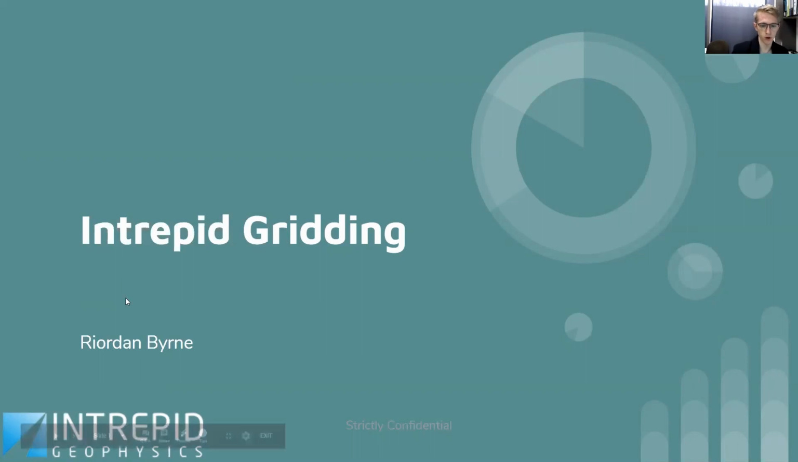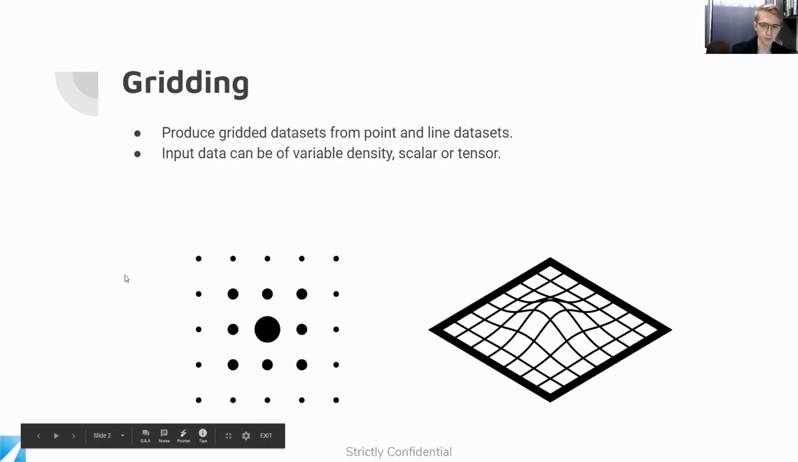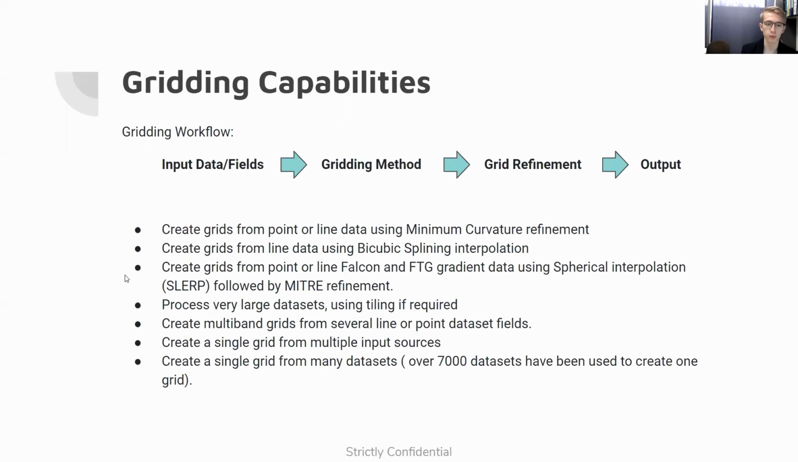So the standard procedure, or the standard workflow, for Intrepid gridding: we take an input data, and in these fields you'll be able to specify a gridding method, then a gridding refinement if you so wish, and then you can specify the output file as well as the cell size and the extent of the grid. This allows you to create grids using a minimum curvature refinement, or by cubic splining. You can use Falcon or FTG data, and it allows you to create grids from many data sets, or large grids in a tiling method if needed, which saves on memory.